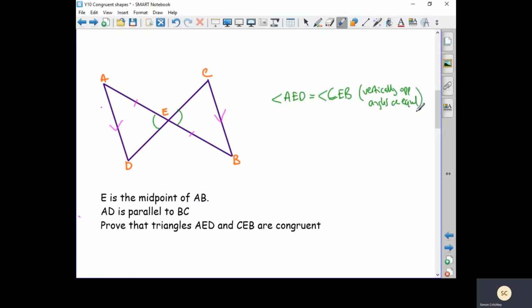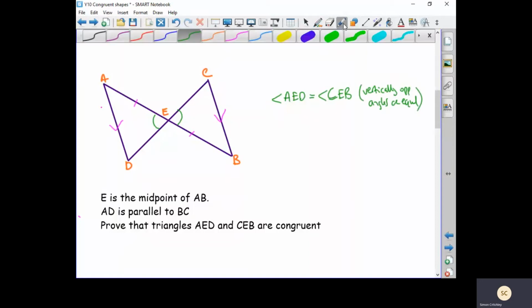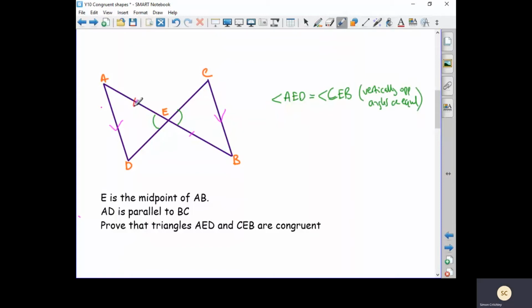Okay, right, so that's one of our angle facts that we can use. Next, what else do we know? Well, we also know that these two sides, we said before, are the same length as each other, they're part of the triangle. So A to E is equal to E to B, and that's because E is the midpoint of AB.